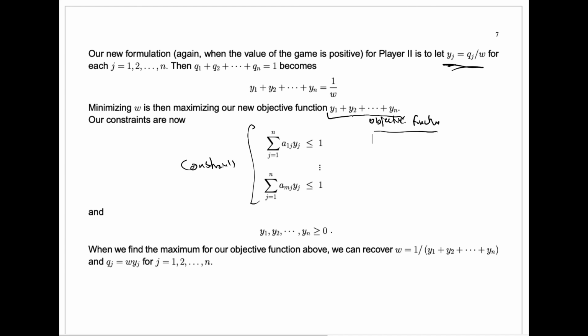And one way to do that might be to check every vertex, but that's horribly inefficient because there are just way too many if m and n are big. So the simplex method is designed to give you an algorithmic way of moving from vertex to vertex towards the correct one, which allows you to maximize this objective function, minimize the other one, and find, in this case, the value of the game and the optimal strategy. So we'll talk more about that later.